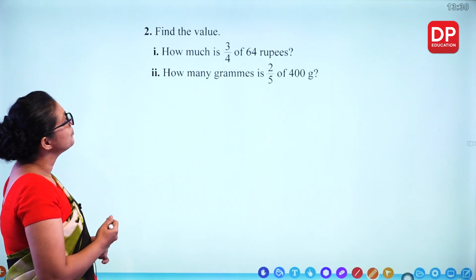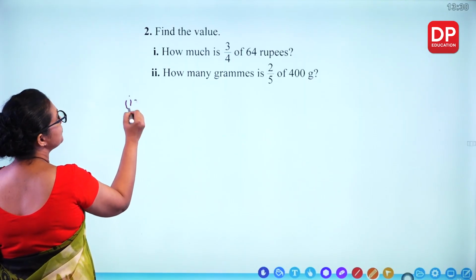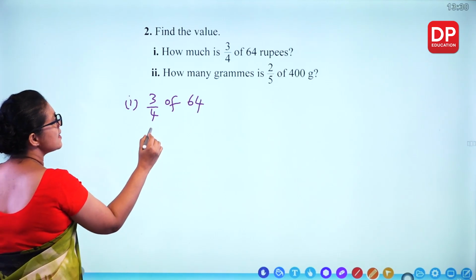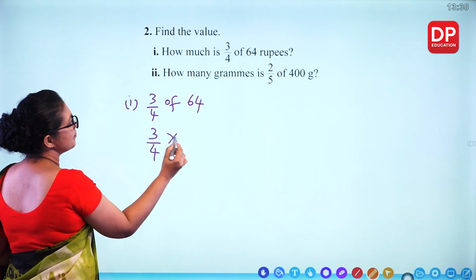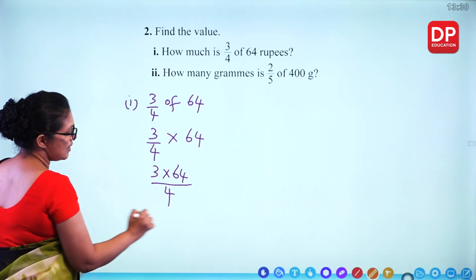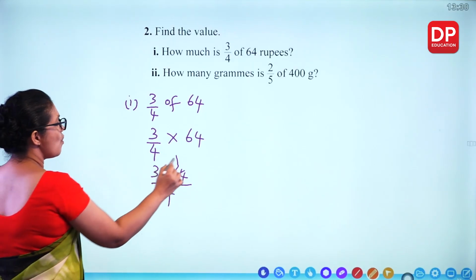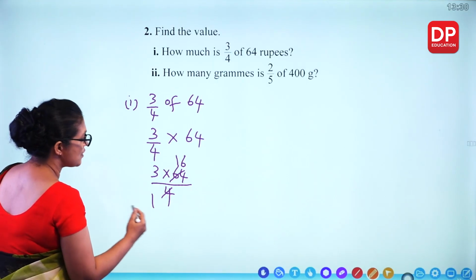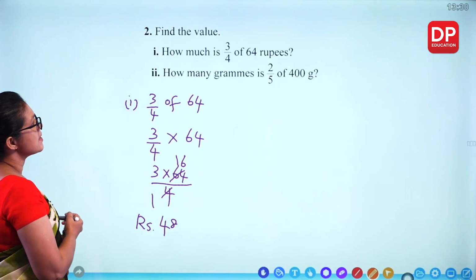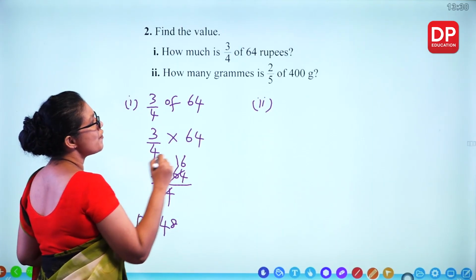Find the value. How much is 3/4 of 64 rupees? 3/4 of 64, that means multiplication. Multiply the numerator and the denominator separately. 4 times 1, 4 times 1, 4, that's 16. 16 times 3, 48 rupees.